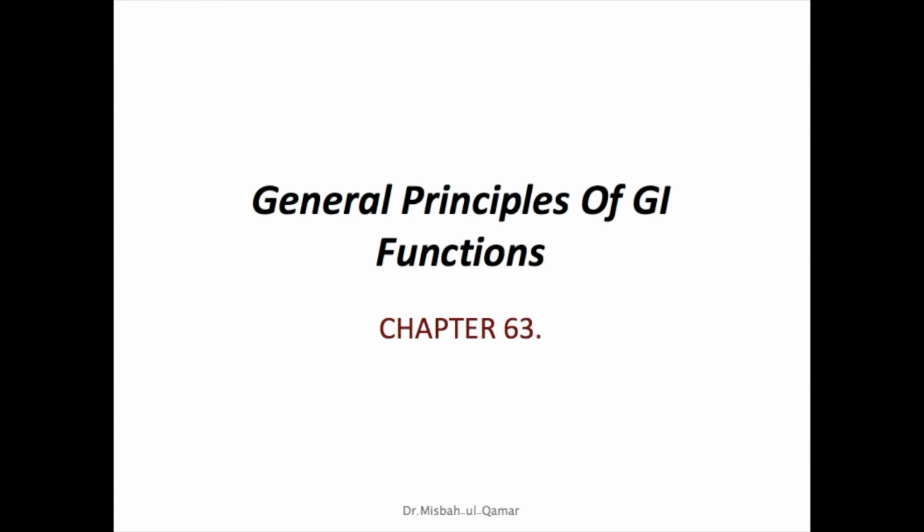Here, I'm going to start with your textbook. The first chapter of GI physiology is about the general principles of functions like motility, regulation through nervous and hormonal control, and also blood circulation.